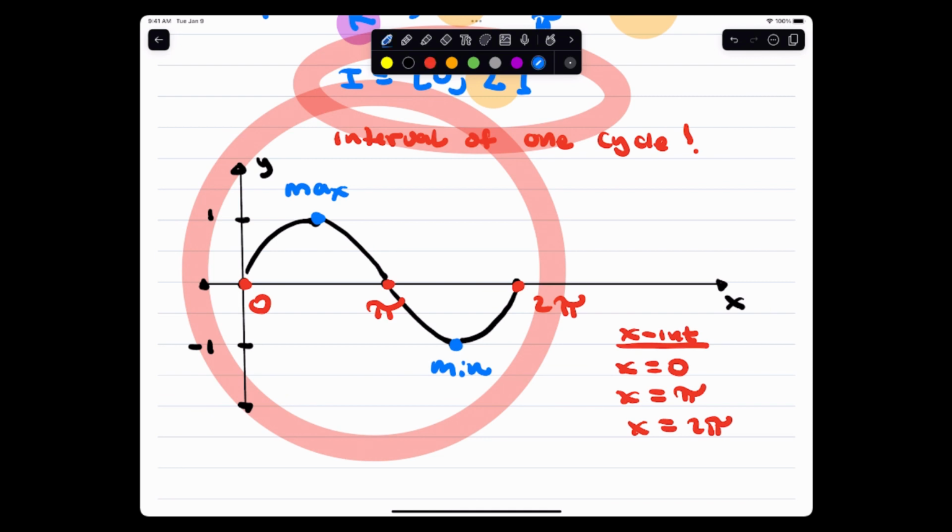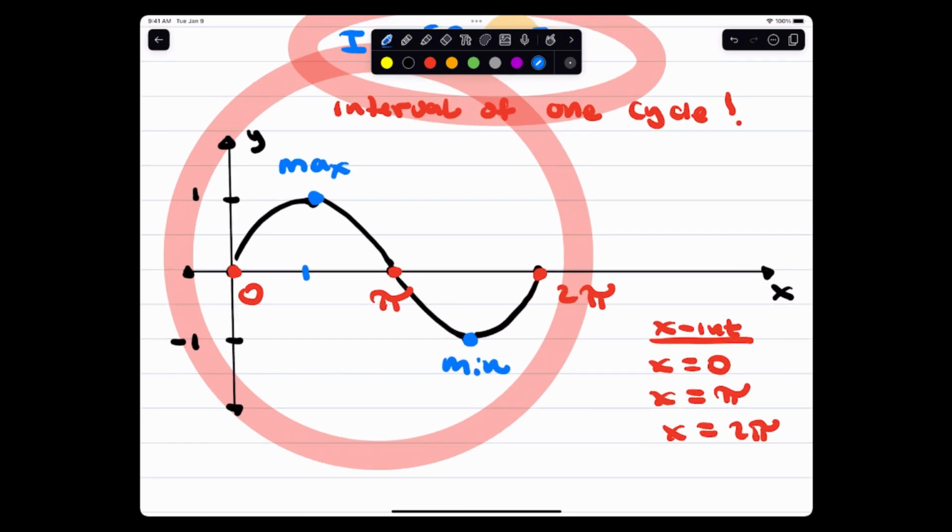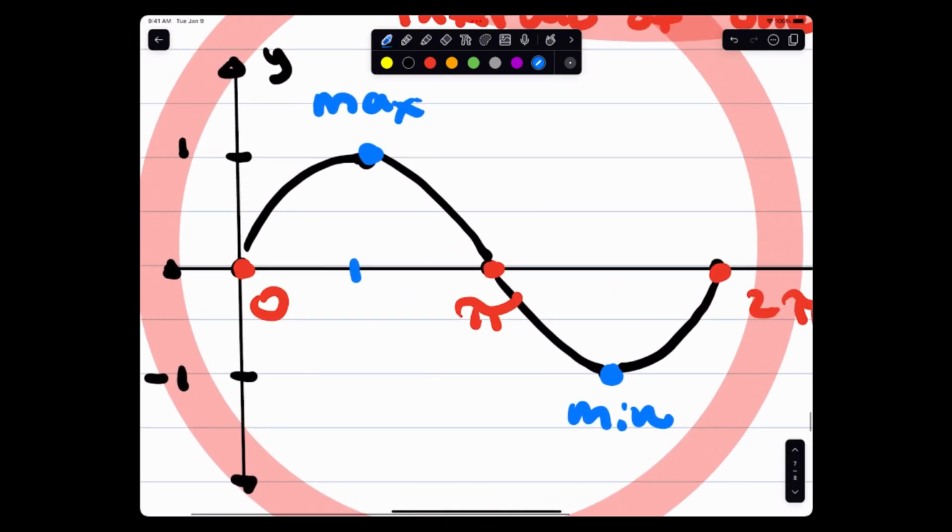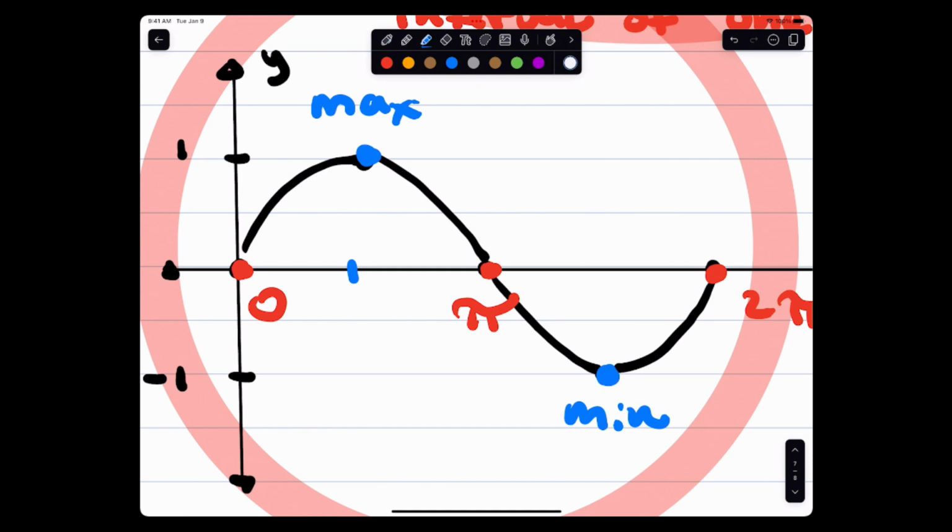Now, they're going to ask you as well, at what value of x do you get the maximum value? Well, this is where we're going to start to talk about some arithmetic skills, ladies and gentlemen. Because where you get to the maximum value is going to be a number midway between 0 and pi. Okay, you guys okay with that? It's a number midway. So you might say, how do I find numbers midway?